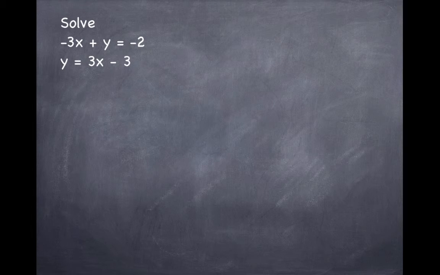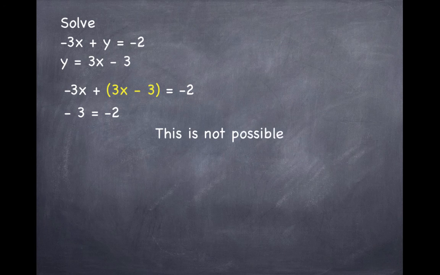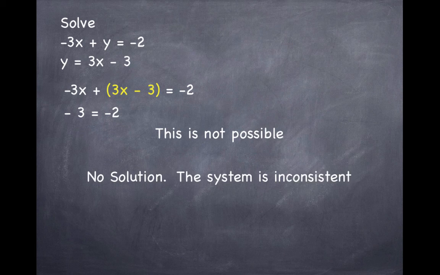We're going to solve another system of equations. The y is already isolated in the second equation, so I don't need to do any work. So I go ahead and substitute for the y. I put 3x minus 3 in its place. I'd be distributing a plus sign. So now I'm going to combine my like terms, and I get negative 3 on the left side, negative 2 on the right side. Never is negative 3 equal to negative 2. This tells me that there are no solutions to the system, and the system would be inconsistent.